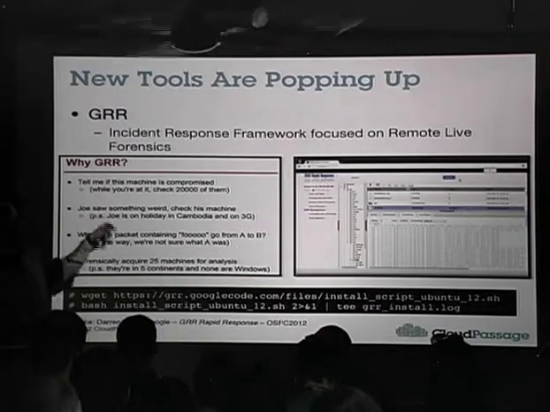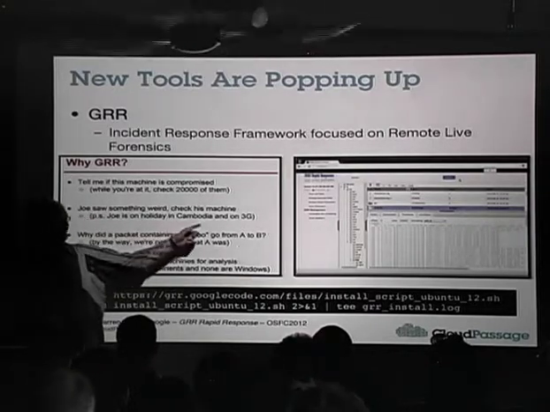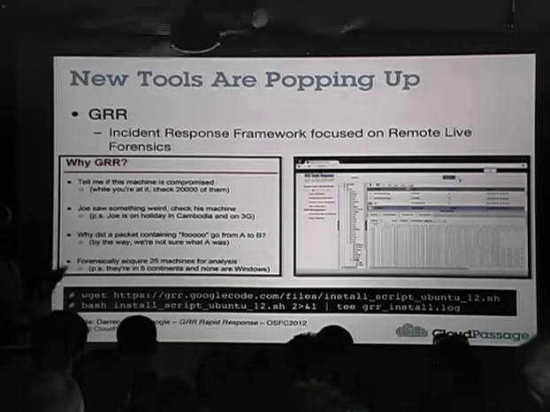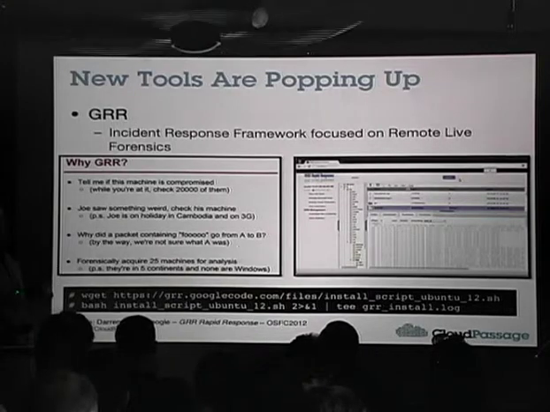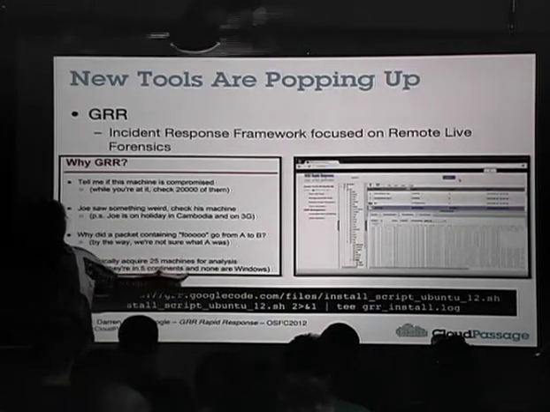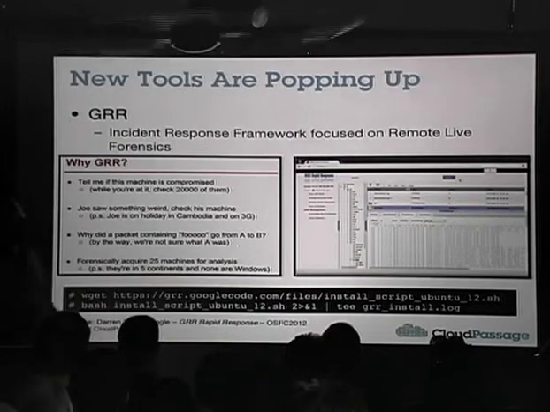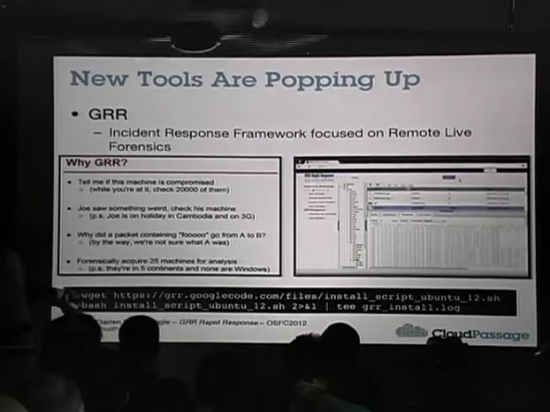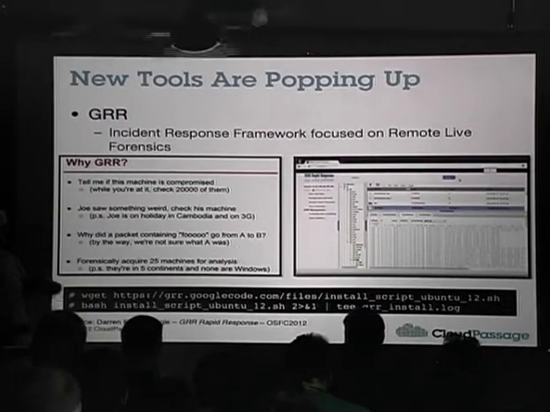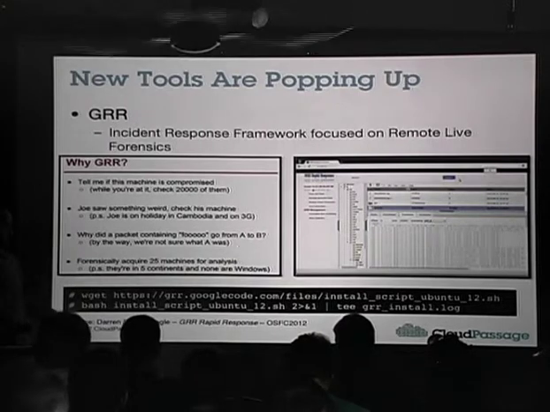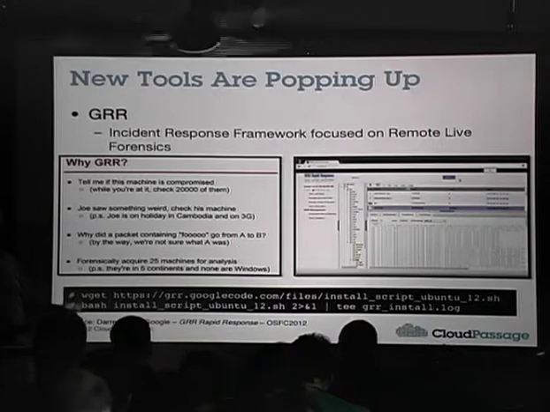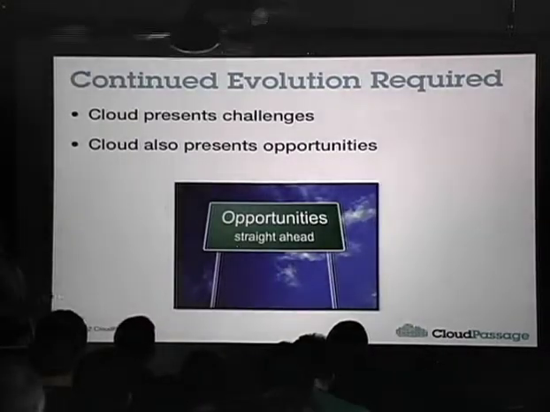You know, Joe saw something weird. Check his machine. Joe is on holiday in Cambodia and is on 3G. These are tools built to help people that are remote and mobile, and, you know, forensically acquired 25 machines for analysis. They're in 5 continents and none of them are Windows. These are big challenges. This is how you get it, install it. It's still in alpha, I believe, but it's made by some very smart people. And there's a presentation here at the bottom that is a write-up on GRR, and it's a pretty cool tool. Check it out.